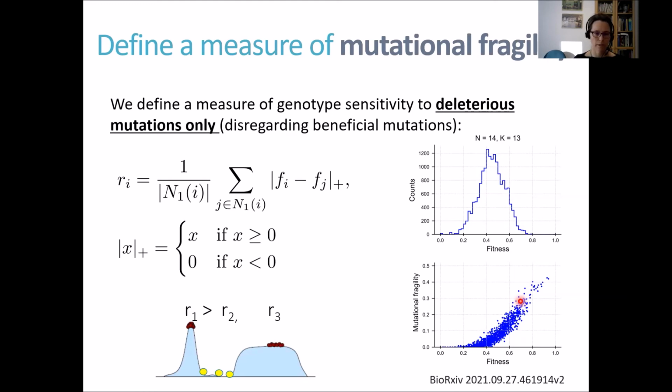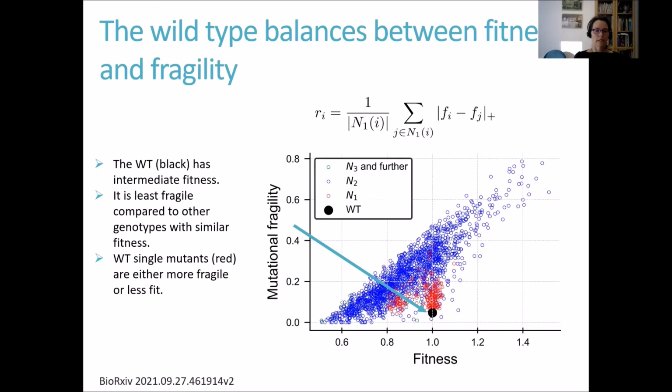Okay, so how does it look in our data set then? This is the analogous plot of the mutational fragility against fitness for the tRNA data set. The black circle here is the wild type, and the single mutants are the red ones, the double mutants are the blue ones, and there are a few triple mutants, they are hidden here. Okay, so we see here something quite interesting. The wild type is here at the tip of the cloud.